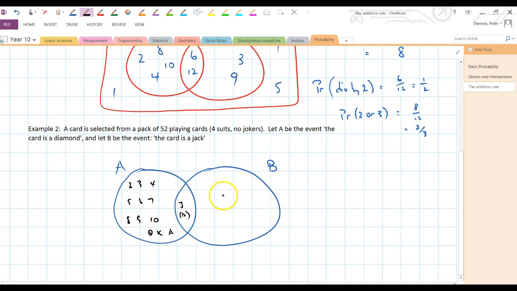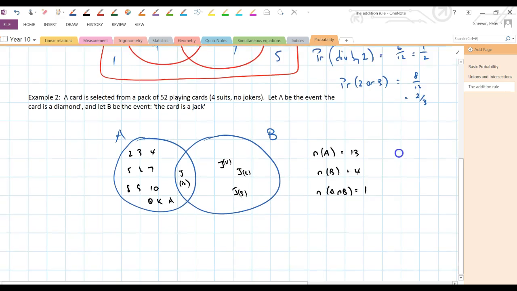Now in the B set, we've got the other 3 jacks, haven't we? We've got the jack of hearts, the jack of clubs, and the jack of spades. So that's how it would look. And so if we're then looking for the number in set A, it is 13, as we just discussed. The number of elements in set B is 1, 2, 3, 4. The number of elements in A intersection B is just the 1.